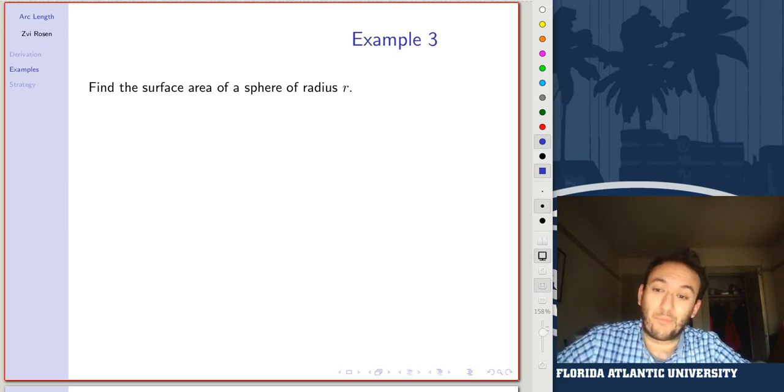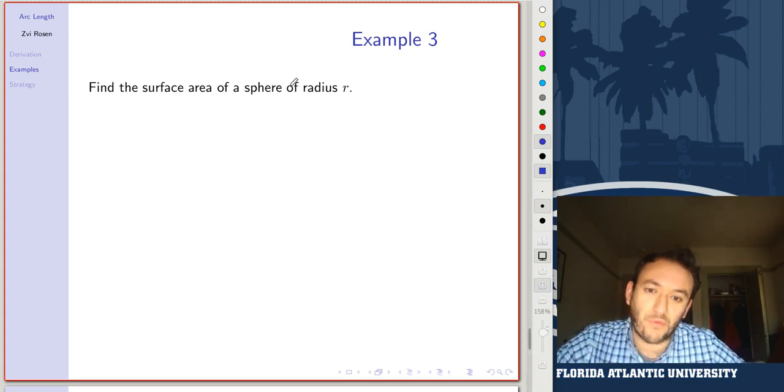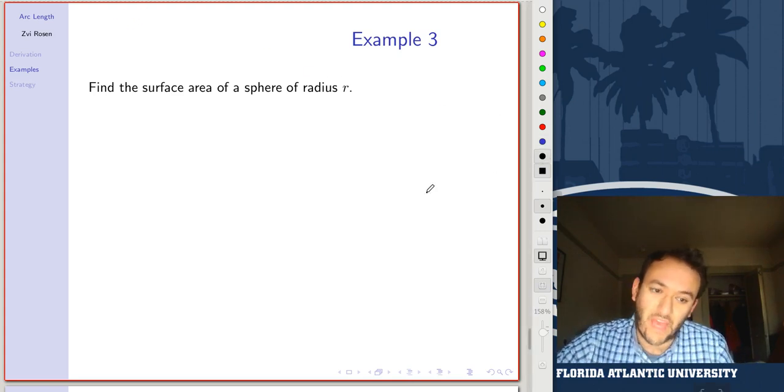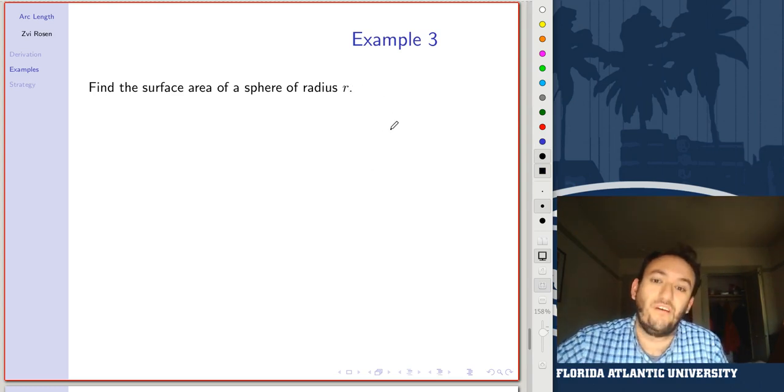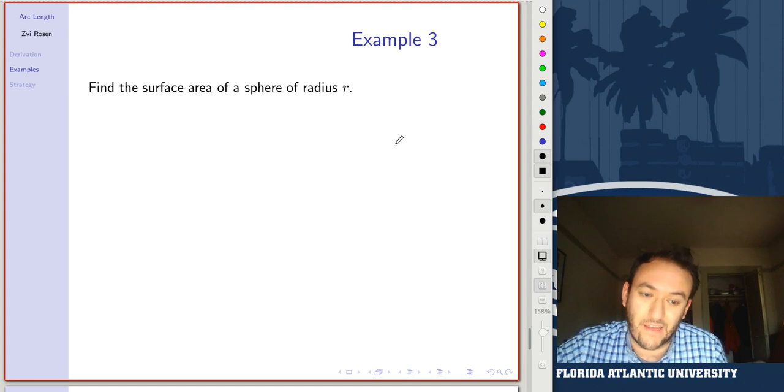We'll pick up now with example 3. Find the surface area of a sphere of radius r. Okay, so this is a bit of a different type of problem because first we have to introduce the equation for the curve, and then we can go ahead and translate it into a surface area integral.